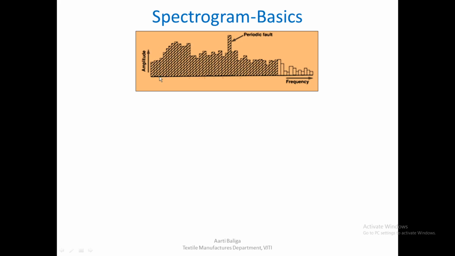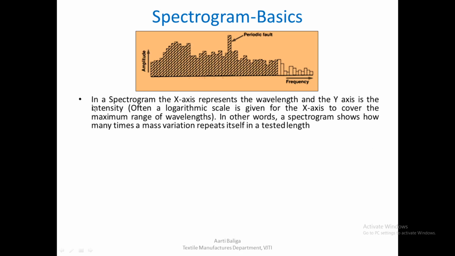And what you see here is, on the x-axis, you'll see the frequency or the wavelength, and on the y-axis you'll see the amplitude of the fault that can be identified. So as soon as you see a peak in this particular spectrogram, you know that it is a periodic fault. In a spectrogram, the x-axis represents wavelength and the y-axis the intensity.